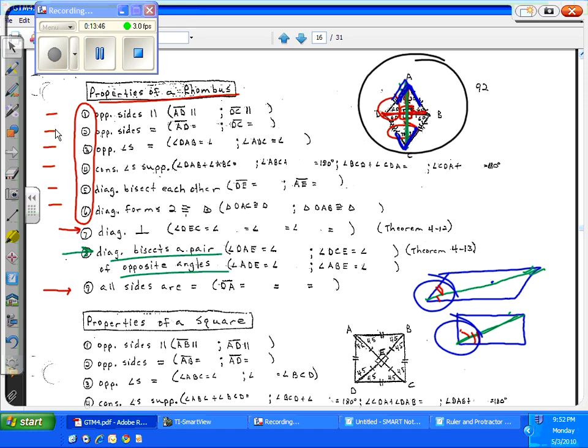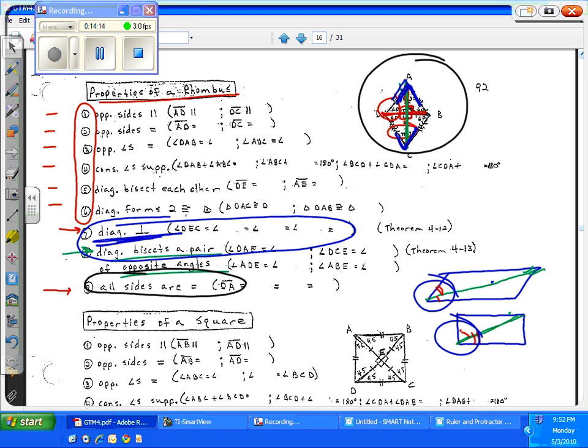Both pairs of opposite sides are parallel. Both pairs of opposite sides are equal. Both pairs of opposite angles are equal. The diagonals bisect each other, and each diagonal forms a pair of congruent triangles. That's the first six. The seventh, which I've got number 9 here, is the definition that says that all sides are equal. And then the other two properties of a rhombus have to do with their diagonals, and it is that the diagonals are perpendicular and that each diagonal bisects a pair of opposite angles. Okay?